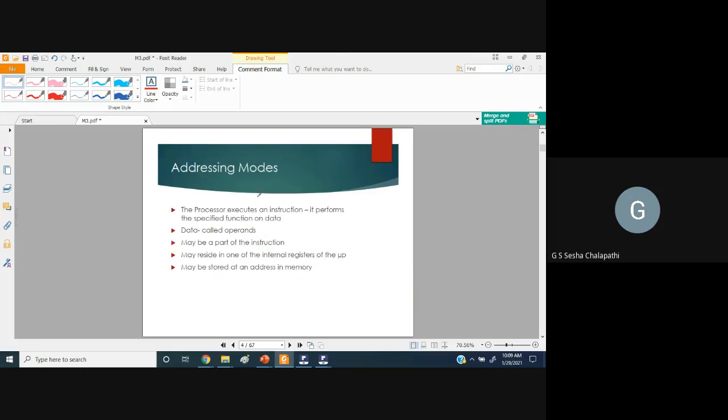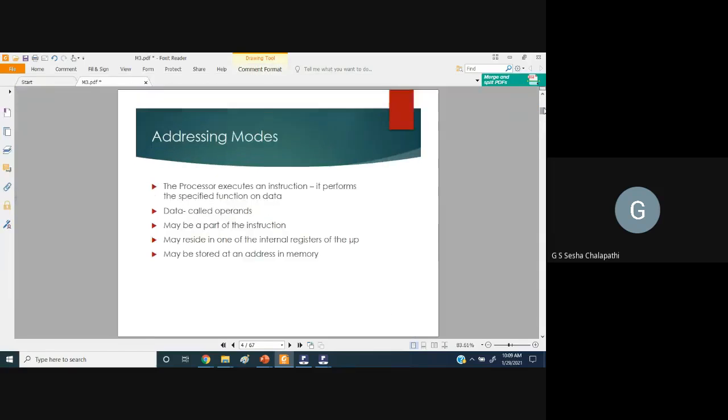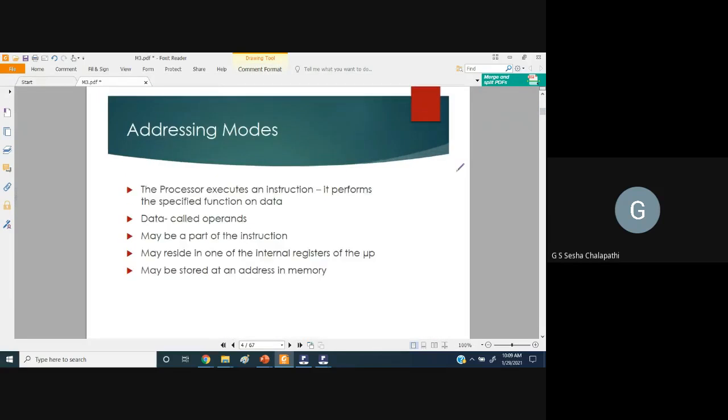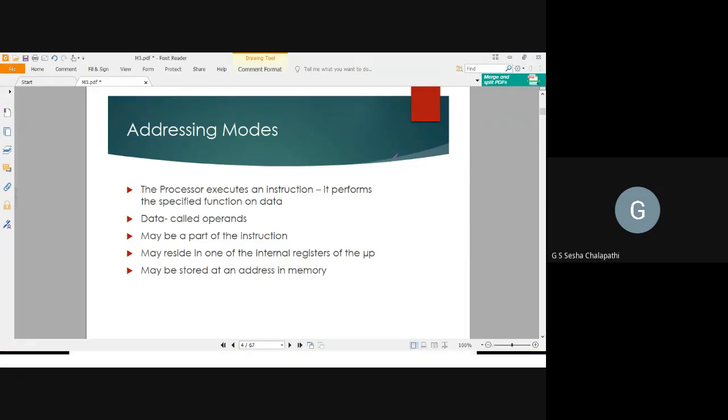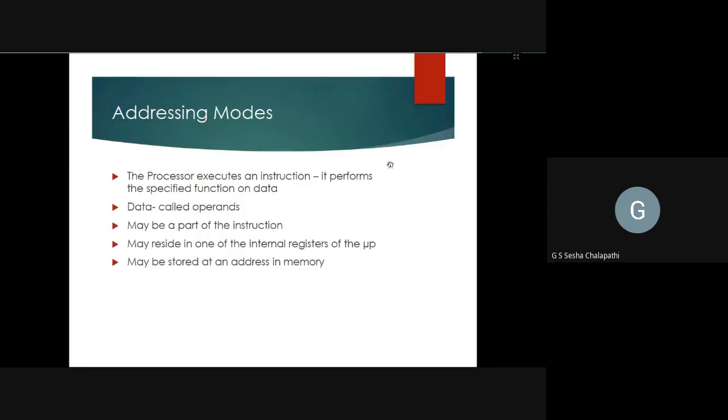Now we have to understand this concept called addressing modes. What do you mean by addressing modes? The processor will execute an instruction and it will perform some operation on the data. The data on which the instruction will operate is called an operand. We have looked at this word before also. The data on which the instruction operates is called an operand.